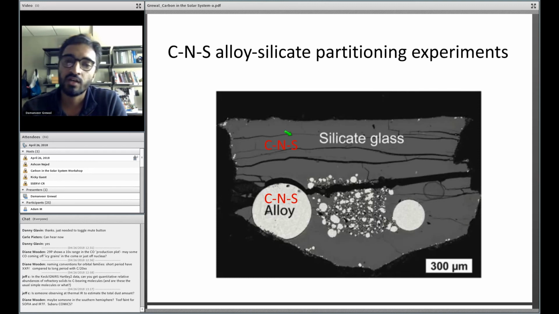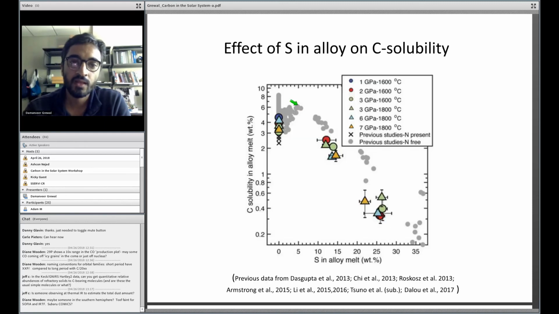To test this scenario, we perform metal-silicate partitioning experiments. We take a metal phase and a silicate phase, and we melt them together in graphite capsules. As we perform these experiments in graphite capsules, the metal phase as well as the silicate phase are carbon saturated. The light symbols represent the metal phase and the dark symbols represent the silicate phase. We measure the carbon, nitrogen, and sulfur concentrations in the alloy phase and in the silicate phase, and then we can come up with that parameter we talked about earlier, the partition coefficient.